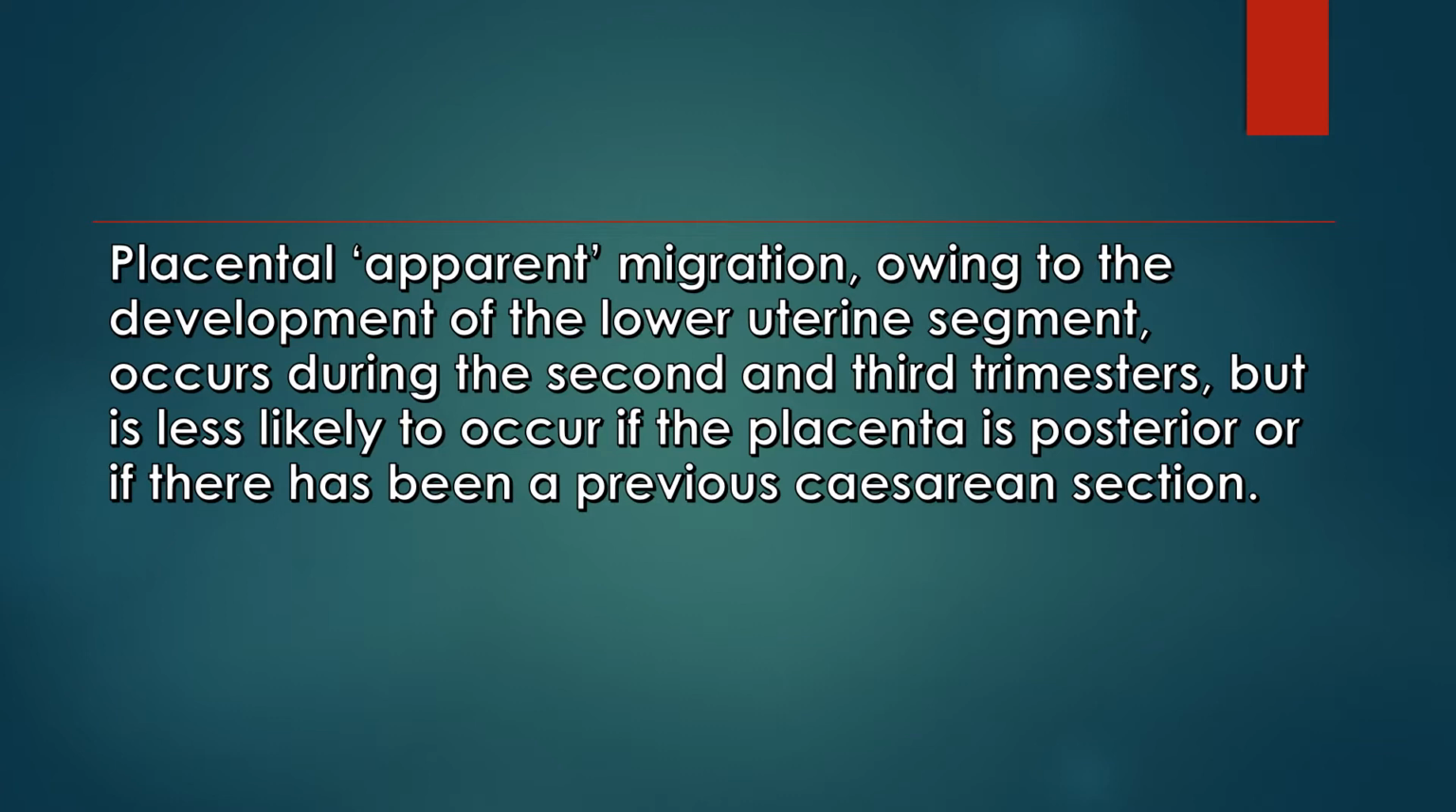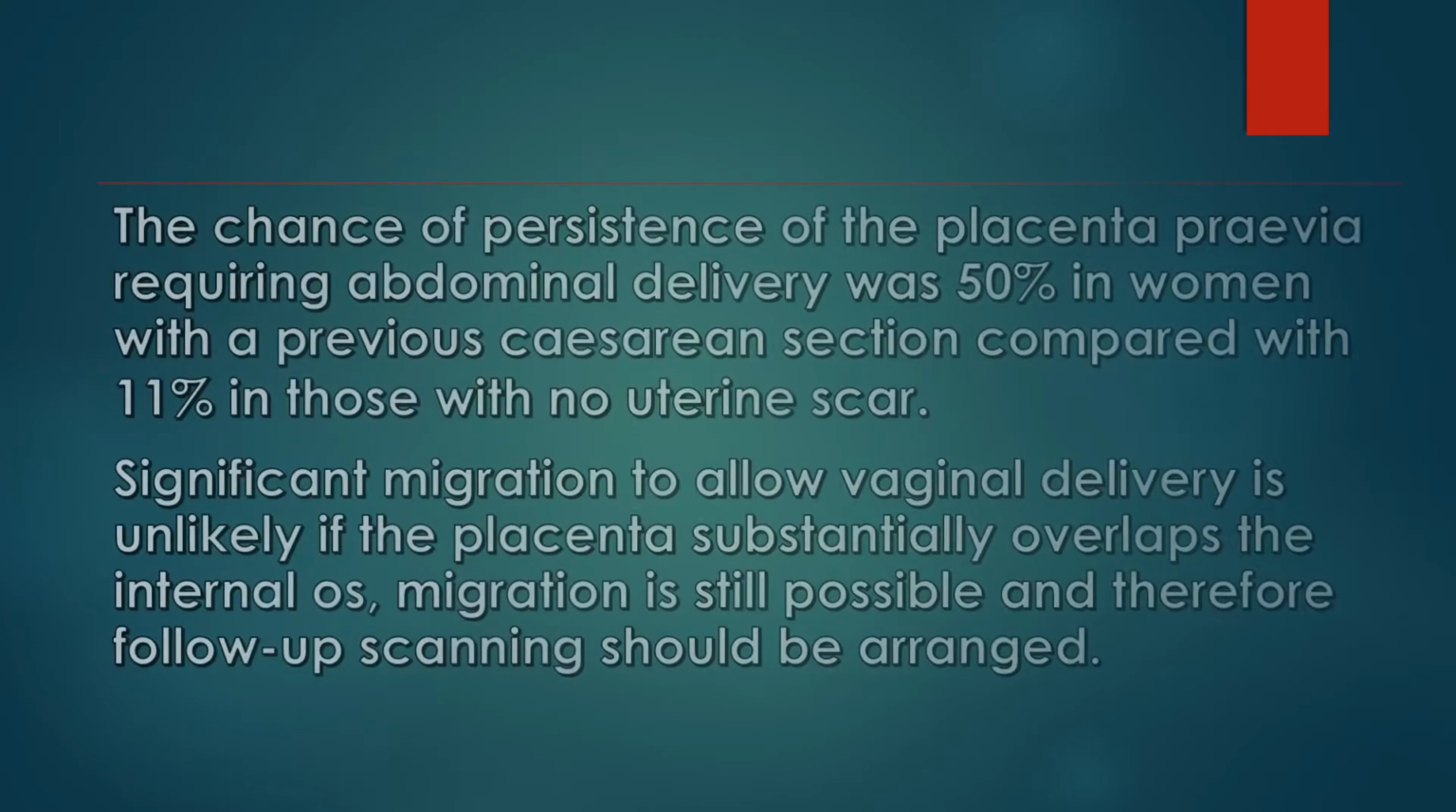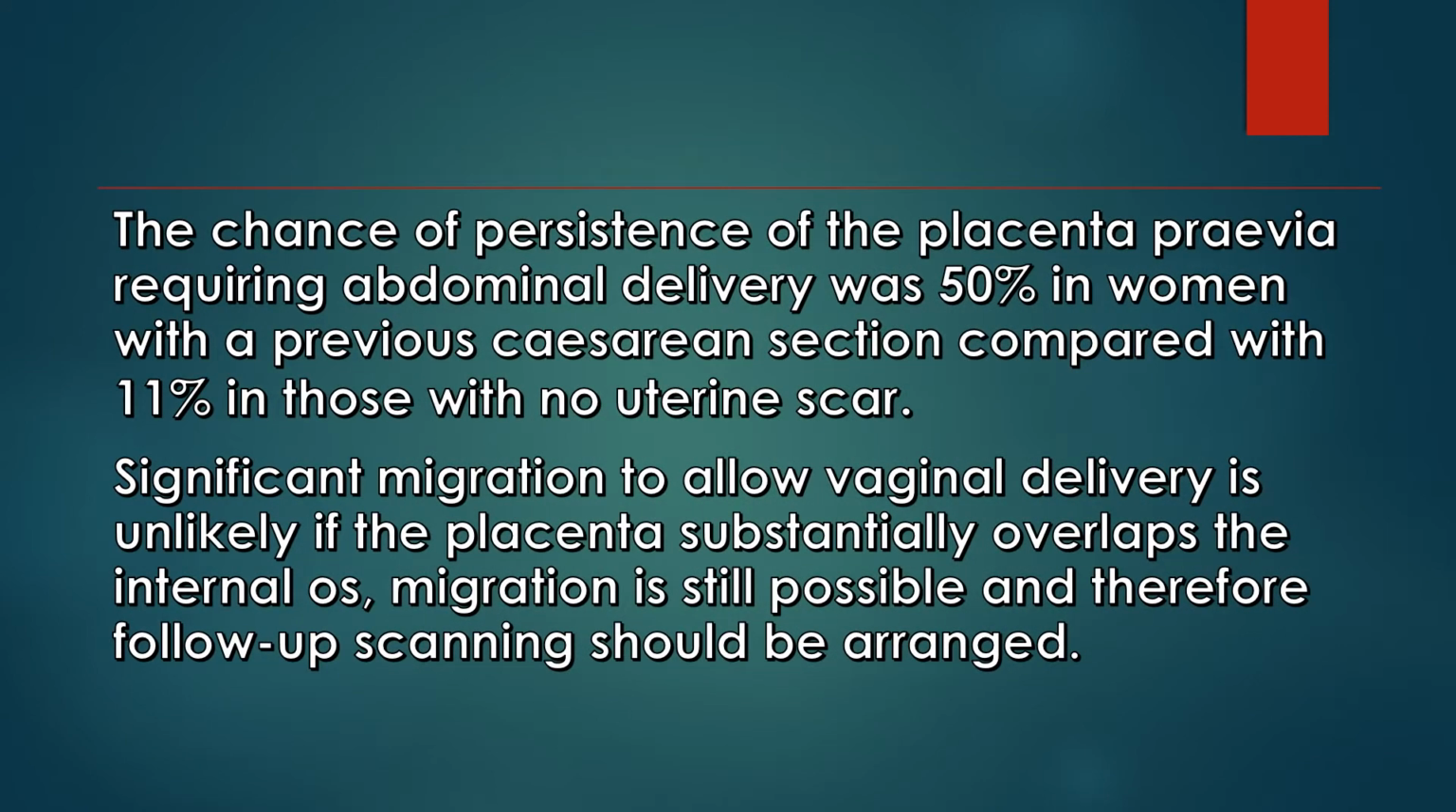Placental apparent migration, owing to the development of the lower uterine segment, occurs during the second and third trimesters, but it is less likely to occur if the placenta is posterior or if there has been a previous cesarean section. The chance of persistence of the placenta previa requiring abdominal delivery was 50% in women with a previous cesarean section, compared with 11% in those with no uterine scar.